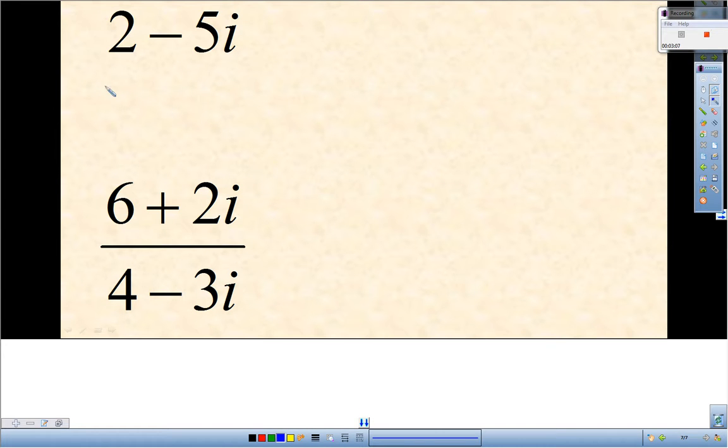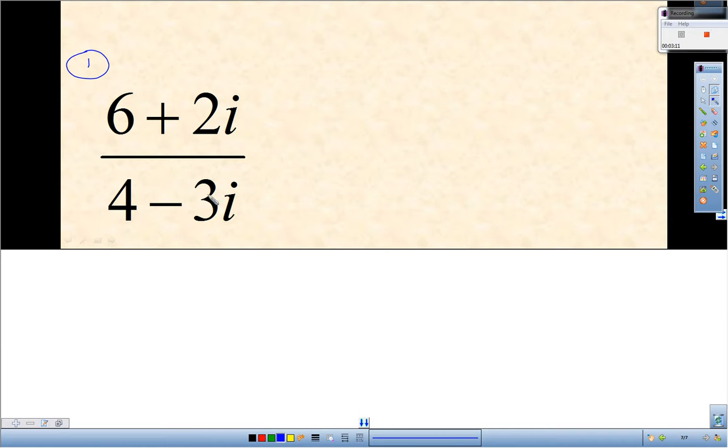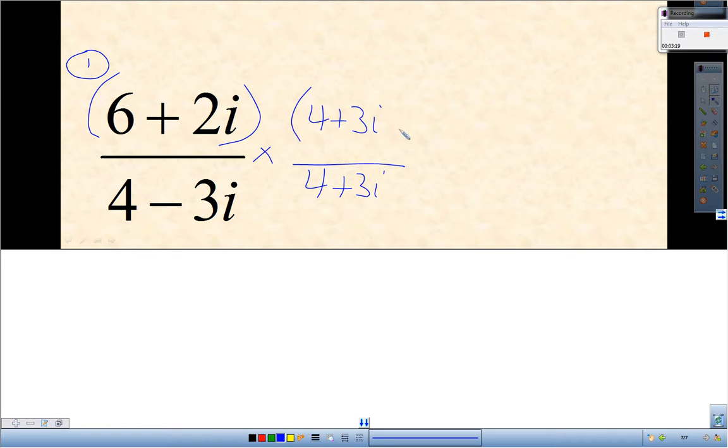So if you take a look at this one, again, imaginary unit in the denominator, so I'm going to multiply by the conjugate. So conjugate would be 4 plus 3i. But unfortunately in the numerator I can't distribute because it's a binomial times a binomial, so I've actually got to do FOIL on this, and it's not a conjugate, so I've got to do the whole thing.